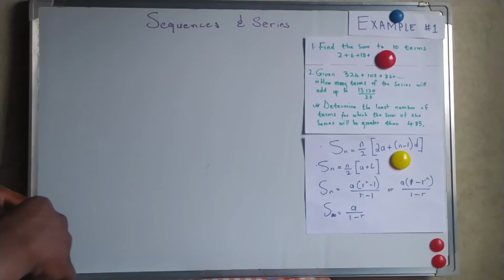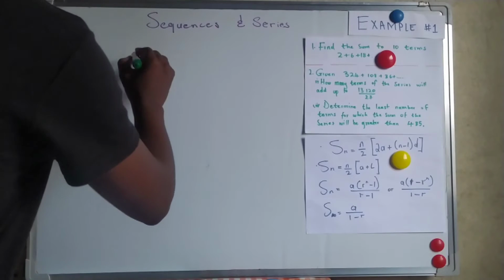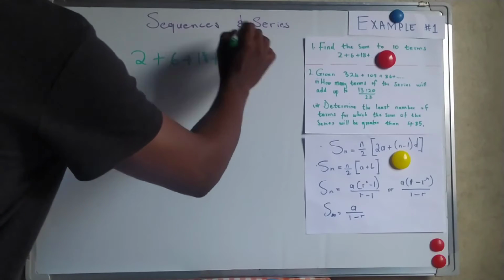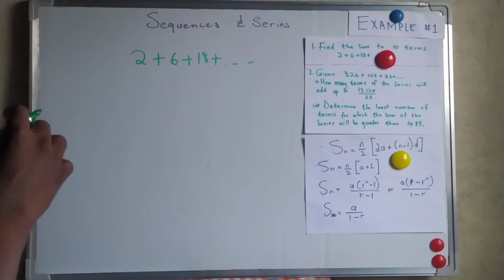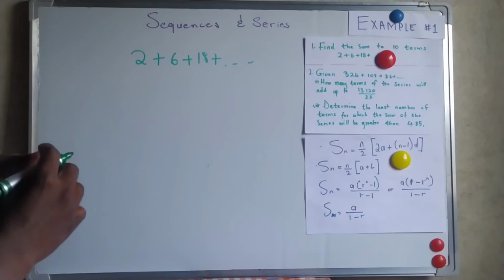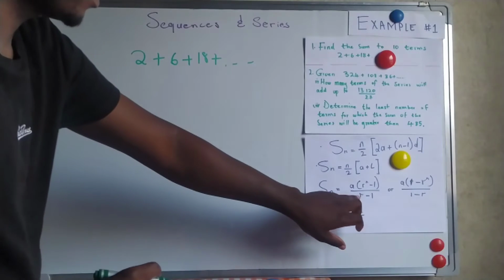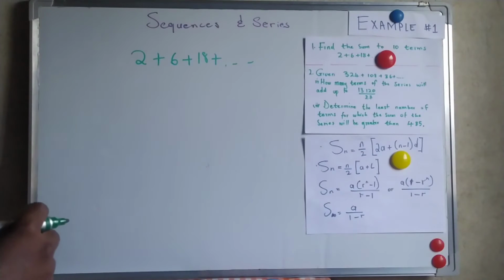Okay, so here is the first example. It says find the sum to 10 terms of this series. So you have 2 plus 6 plus 18 plus so on. Here we're going to employ the Sn formula. For the choice of formula that you use, you're going to look at r. If r is greater than 1, you use the first one. If r is less than 1, you use the second one. So this makes it easy for you to do the calculation.